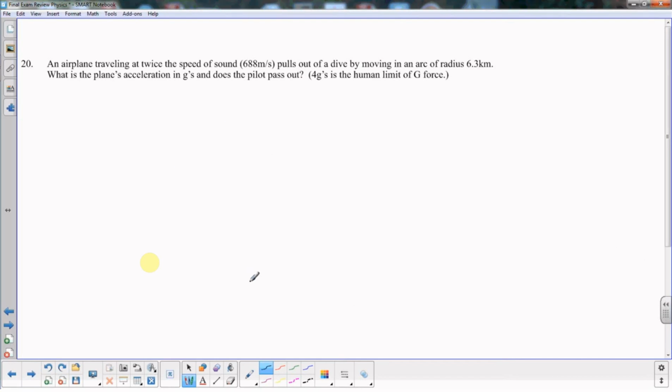Now we go into some triple motion. This first piece is acceleration, triple acceleration here. Airplane traveling twice the speed of sound, which is 688 meters per second, pulls out of a dive by moving in an arc of 6.3 kilometers. What's the acceleration in G's, and does the pilot pass out? Remember, 4 G's is the limit of force before you pass out. And remember, 1 G is 10 meters per second squared, which is all fine and good.